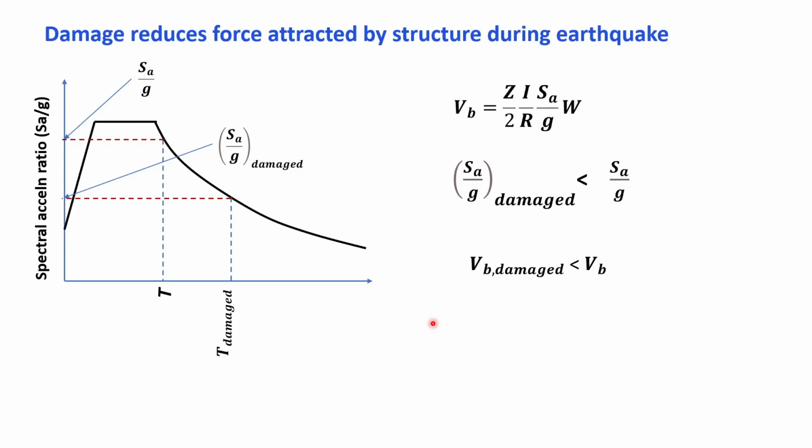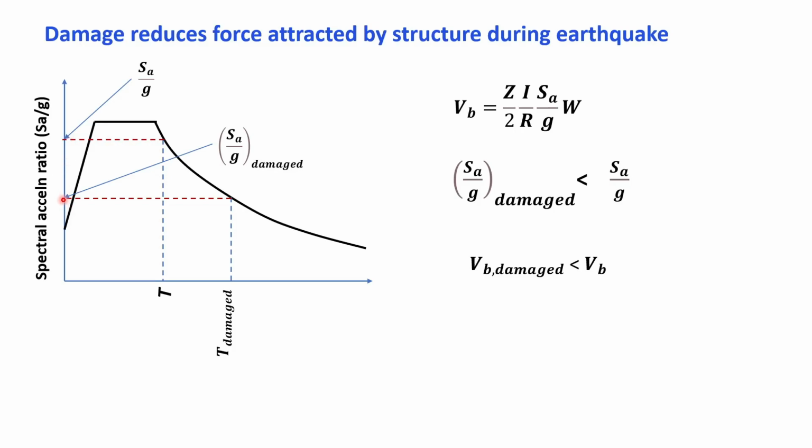Now let us take the spectrum in a schematic way and see what the fallouts are. We have already seen our damaged time period was larger than the original time period. So along the time period axis, the damaged time period is here and the original time period is here. So obviously for the original time period, the Sa/g ratio was here, and for the damaged time period, the Sa/g ratio is here, which is much lower than the previous one.